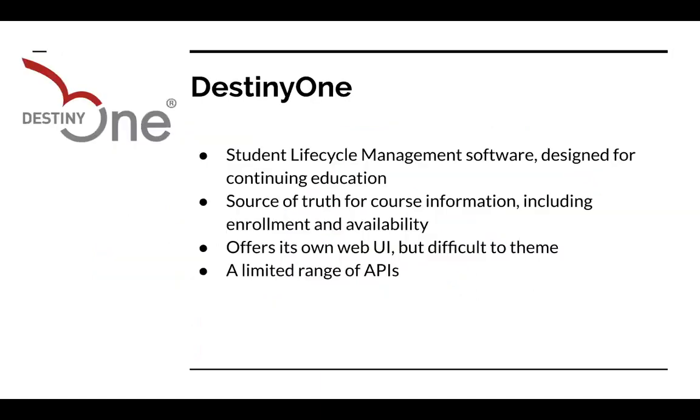Now, DestinyOne, as we mentioned, is the piece that the School of Continuing Studies was using for managing course and related information. And the makers of DestinyOne describe it as student lifecycle management software. So it's really purpose-built for use by continuing education schools, both within University of Toronto and really for lots of different higher ed institutions. And within the overall information architecture of the school, it's really the source of truth for course information and some of the related pieces like enrollment and availability of particular sections.